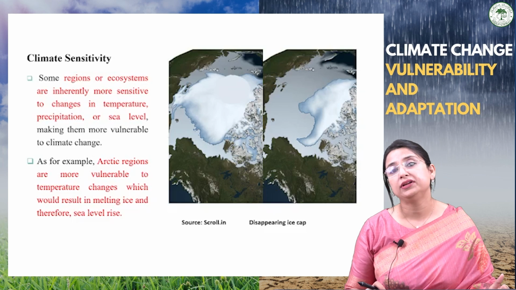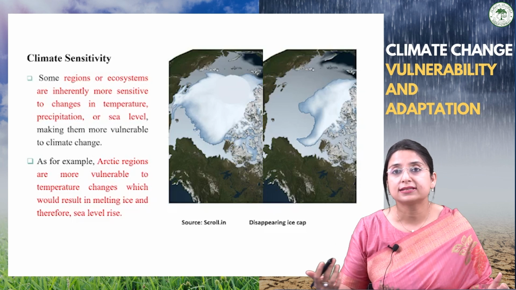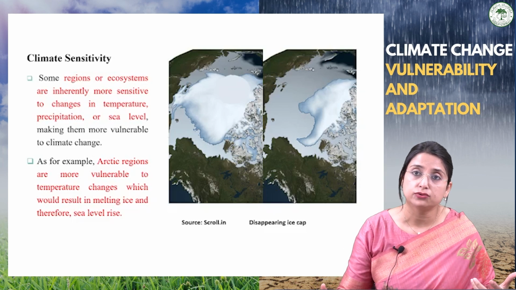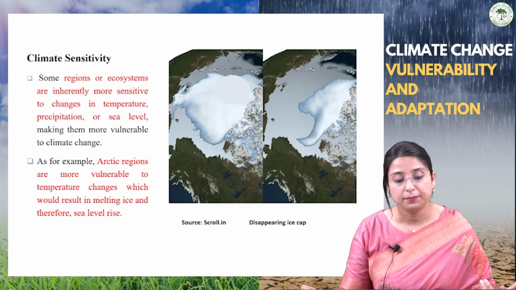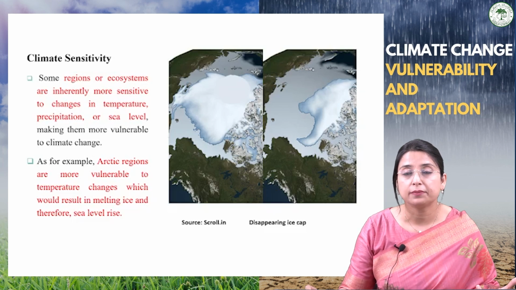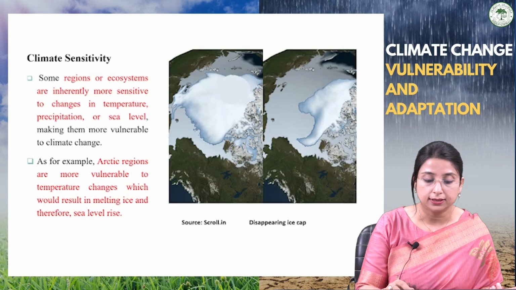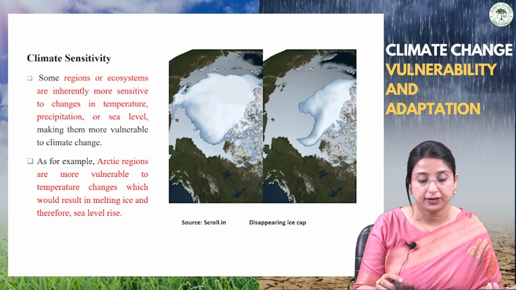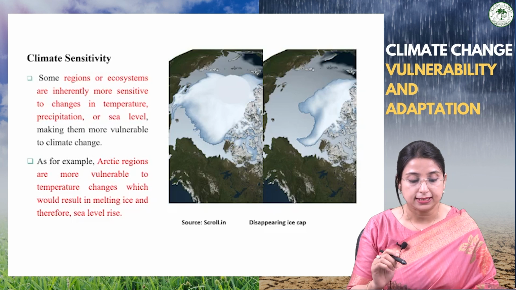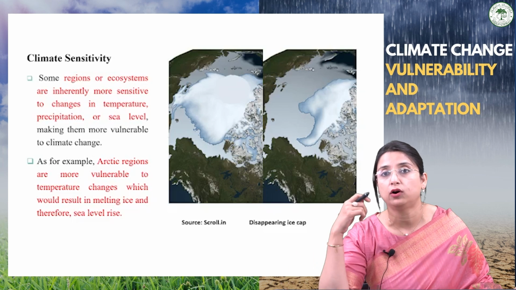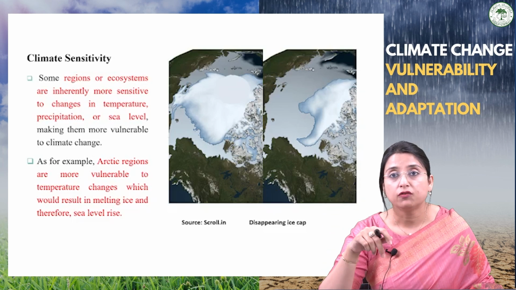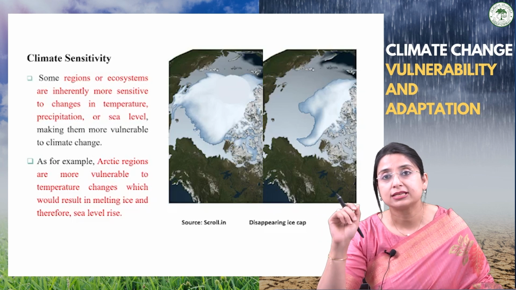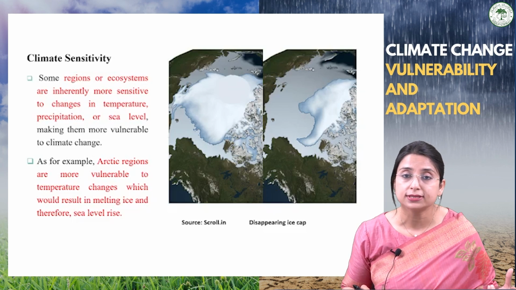There are some regions or ecosystems which are more sensitive to the climate. Inherently, they are more sensitive to changes in temperature, precipitation, or even sea level. For example, we can take the Arctic regions, which generally remain frozen throughout the year. These Arctic regions are more vulnerable to temperature changes, which would result in melting ice and therefore sea level rise. It is obvious that due to global warming, global temperatures are rising, so the Arctic ice will start melting, which will proceed into sea level rise. So this type of ecosystem is more sensitive to the climate.